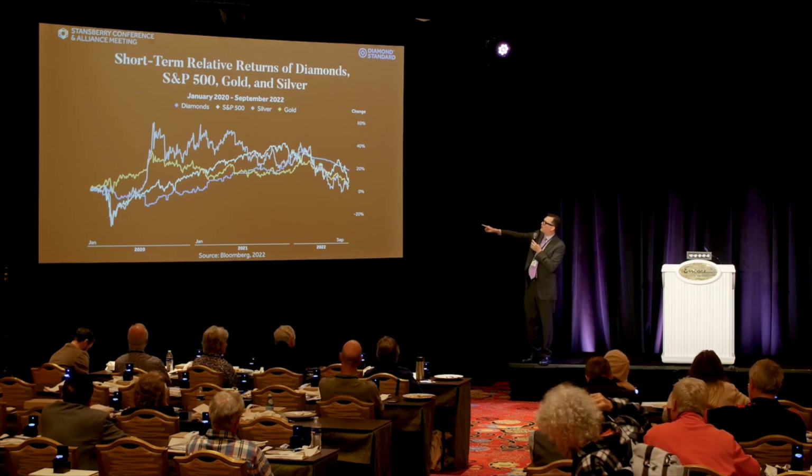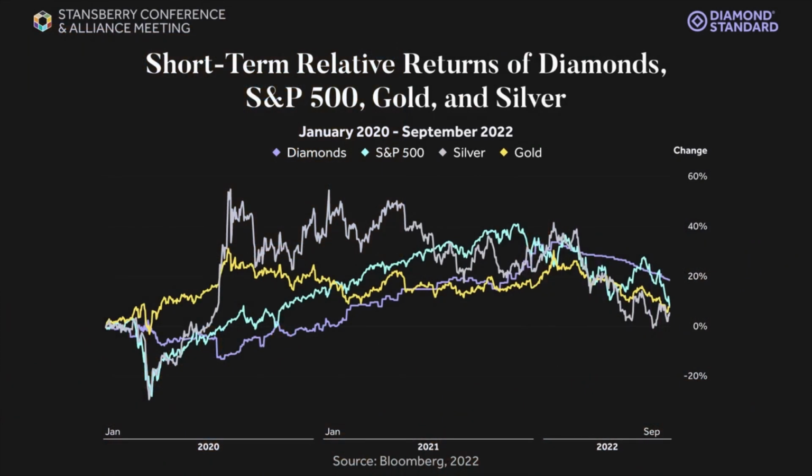Yeah, so here since we launched, the purple line is diamonds. As you can see, this just goes back to 2020. It was up almost 40% here, and now they've come down. But that performance has outperformed gold, silver, and the S&P over the same period of time.